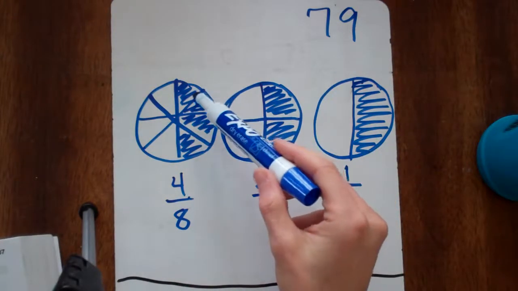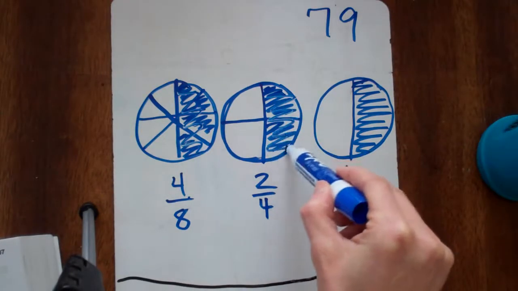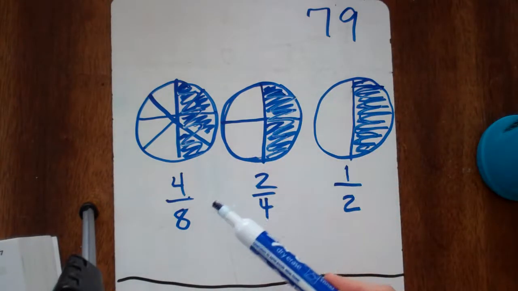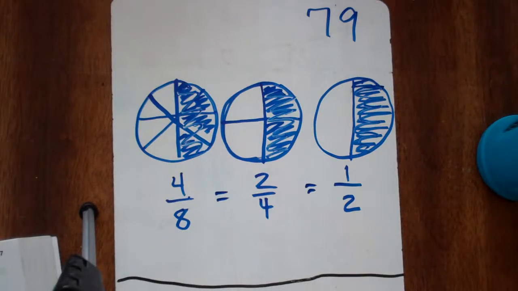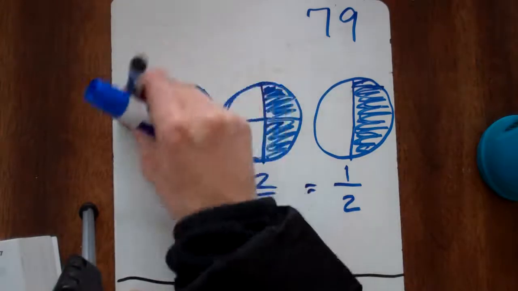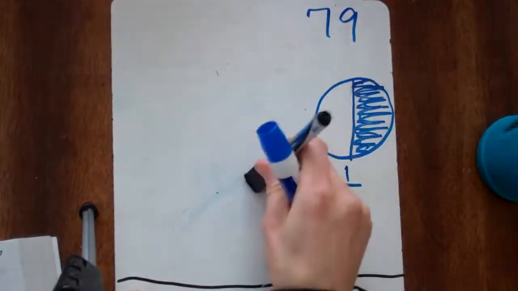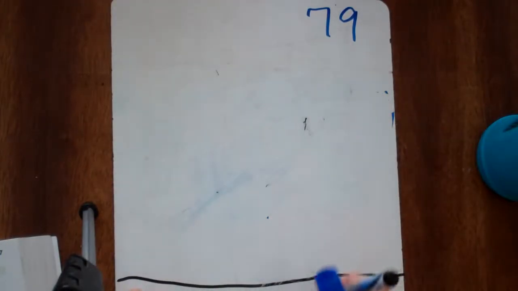okay? Because 4 of these out of 8 make up a half. 2 of the 4 make up a half, and then 1 out of the 2 make up a half, okay? So these are all equivalent, meaning they all equal each other. Okay, now that you understand how fractions can equal each other, let's go on and move into the lesson, okay?